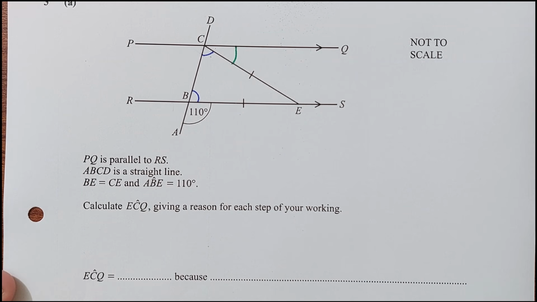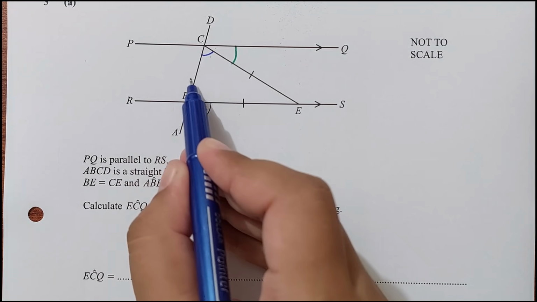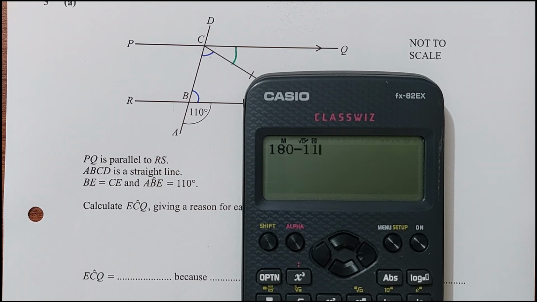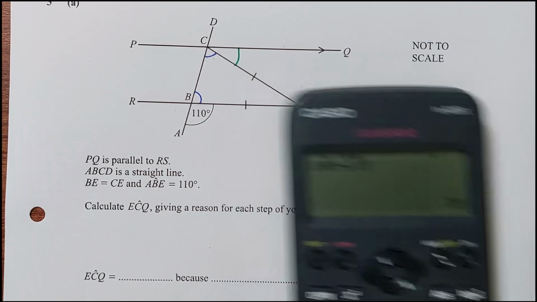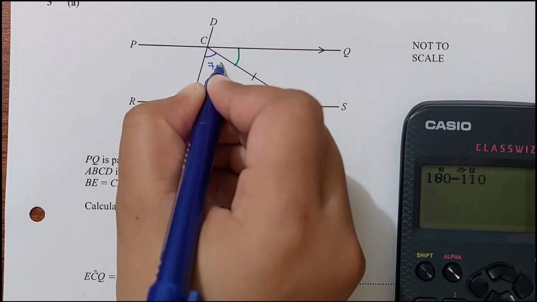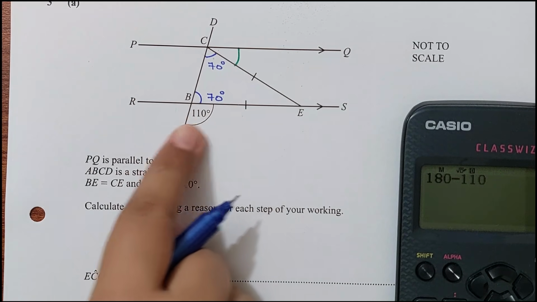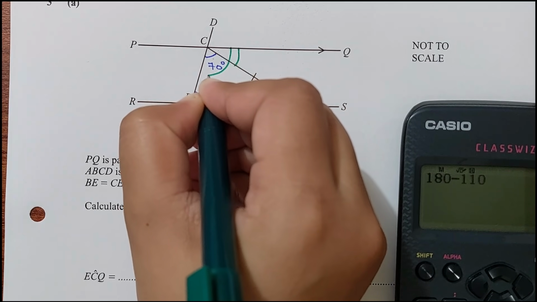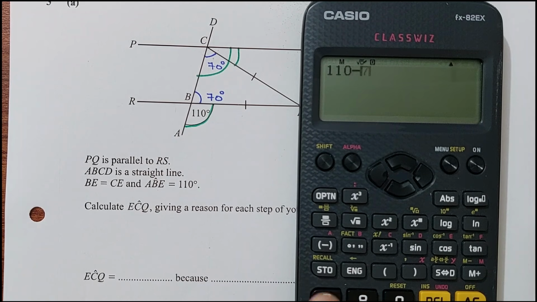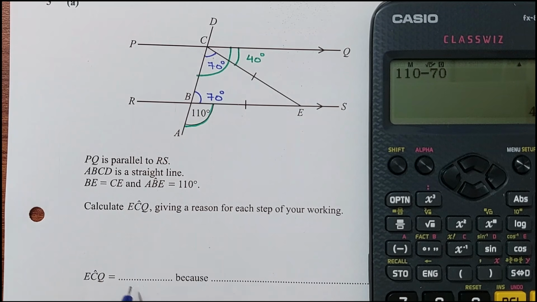Okay. So for ECQ, first we know that ABCD is a straight line, so this whole angle is 180. So 180 minus 110 is 70. This angle is 70 degrees, right? If this angle is 70, this angle is also 70, because this is an isosceles triangle, right? And these two are parallel lines, and this is a straight line. So this angle and this angle, these two angles are the same, corresponding angles, right? So this is also 110. So 110 minus 70, this angle is 40 degrees, right? Let me write down. So this is 40 degrees, right?